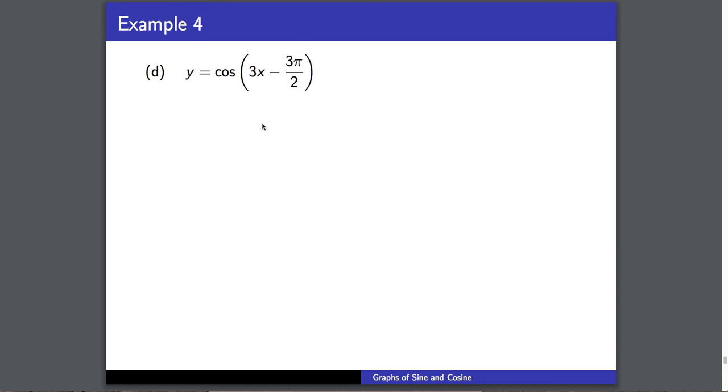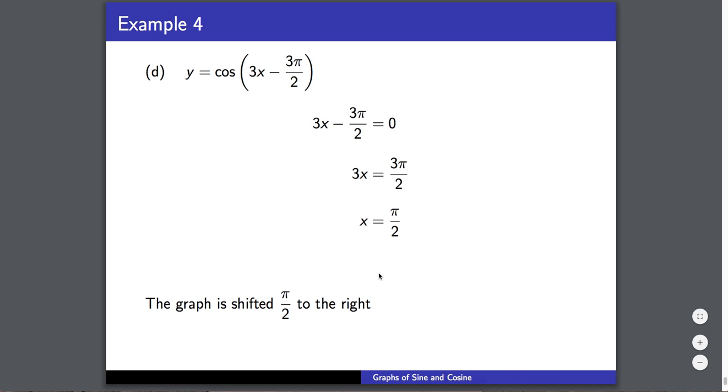Finally, part D, y equals cosine of 3x minus 3 pi over 2. If we set 3x minus 3 pi over 2 equal to 0 and solve it, add 3 pi over 2 to both sides, we get 3x equals 3 pi over 2. And then either divide both sides by 3, or as I would do, multiply both sides by 1/3. 3 pi over 2 times 1/3 gives us pi over 2, and it is positive. So this one is a shift of our cosine graph of pi over 2 units to the right.